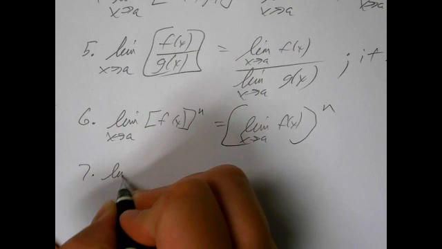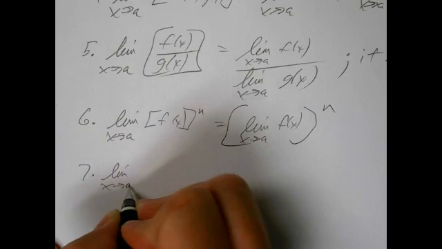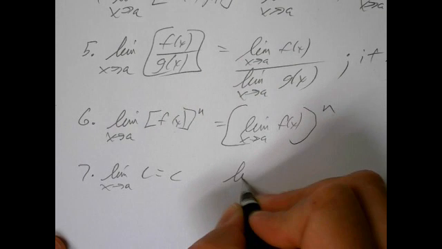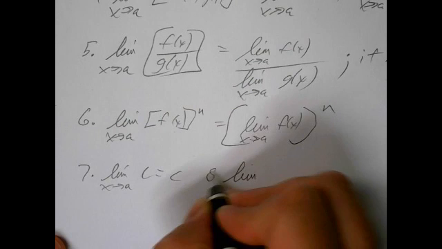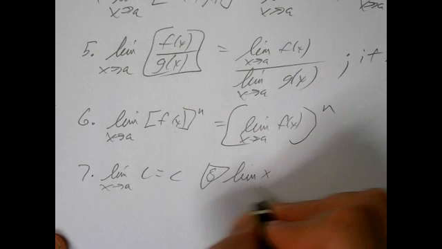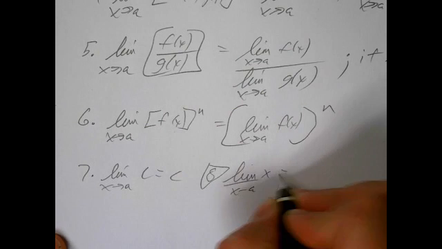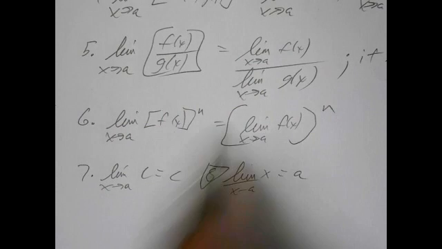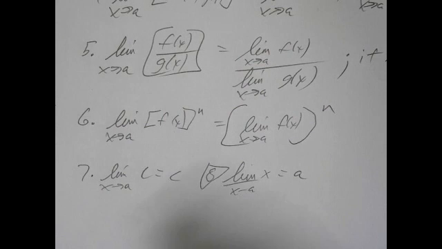Number 7, the limit as x approaches a of a constant is equal to the constant, and number 8, the limit of x as x approaches a equals a. All right. These two put together with number 6, 7, and 8 put together allow us to take the limit of lots of different things.